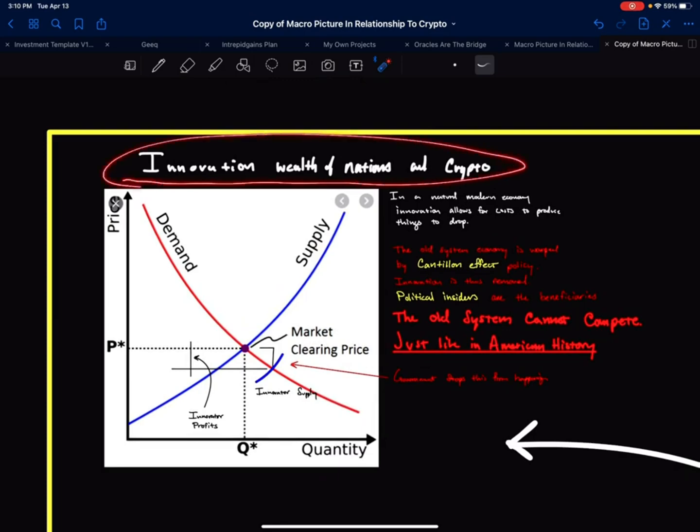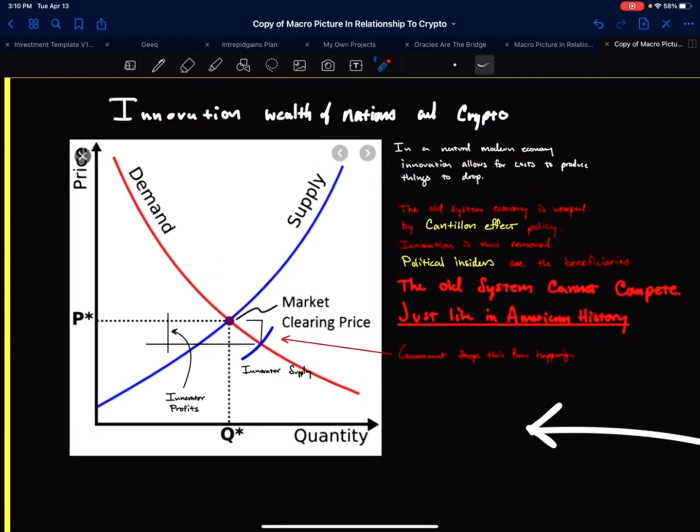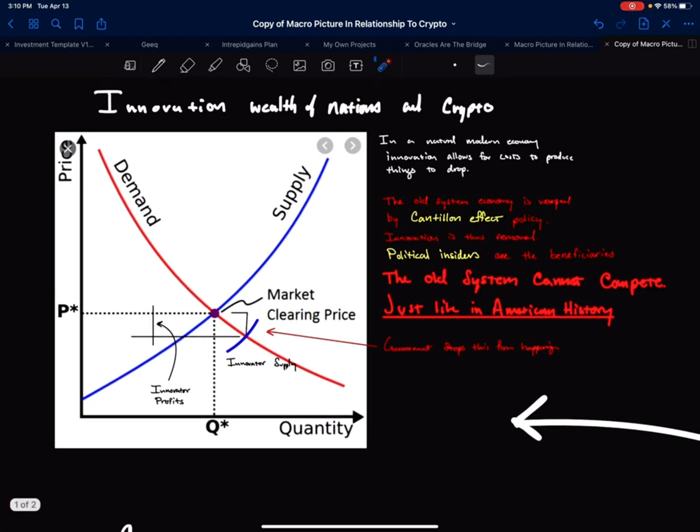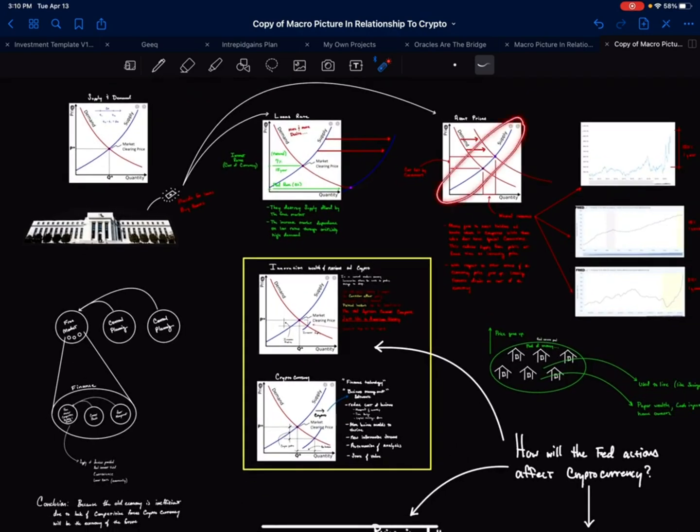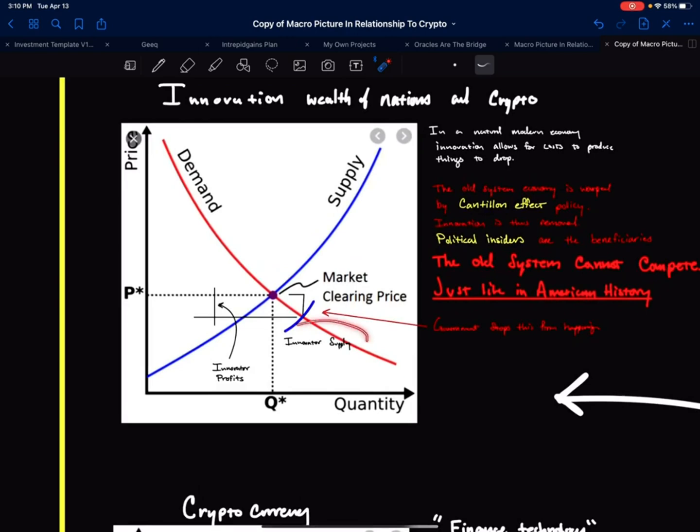Innovation and wealth of nations of crypto, right? So we're going to go over this same concept. What happens when you have a competitive environment? You have an innovator. In natural modern economies, innovation allows for costs to produce things to drop, right? So the innovator can shift the supply curve. The government increases the supply of money, but it cannot increase the supply of stuff, like homes, things, phones. The government cannot increase the supply of stuff. However, the innovators can increase the supply of stuff.